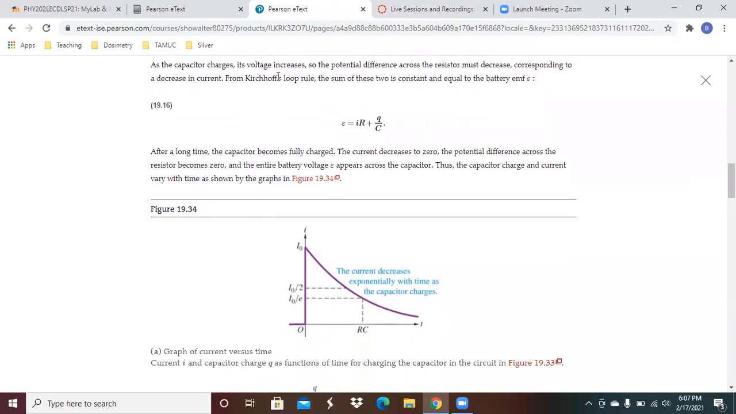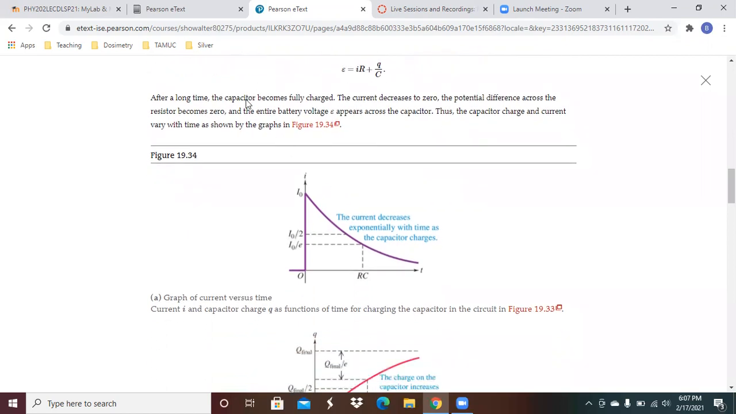So as the capacitor charges, its voltage increases, so the potential difference across the resistor must decrease, corresponding to the decrease in the current. From Kirchhoff's loop rule, the sum of these two is constant and equal to the battery EMF. In other words, the potential difference you have here should be the same as what the battery is providing. After a long time, the capacitor becomes fully charged, the current decreases to 0, potential difference across the resistor becomes 0, and the entire battery voltage appears across the capacitor.